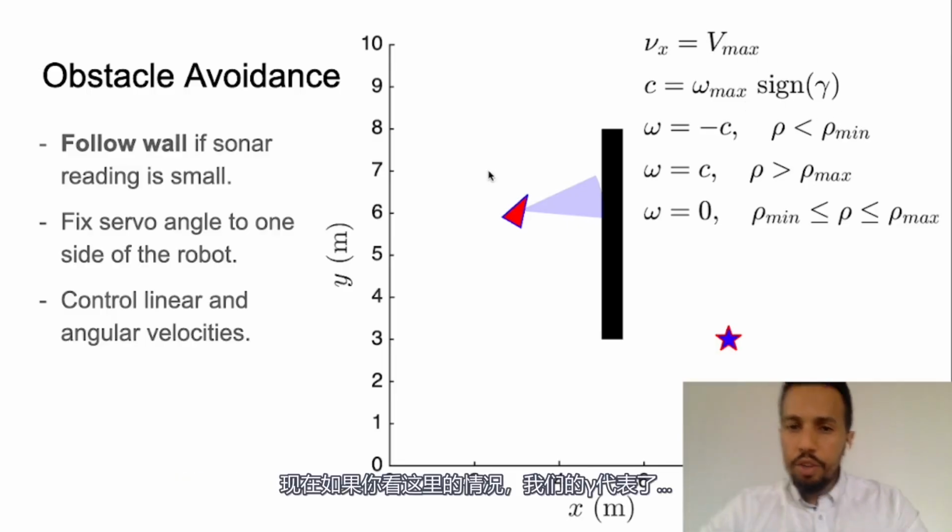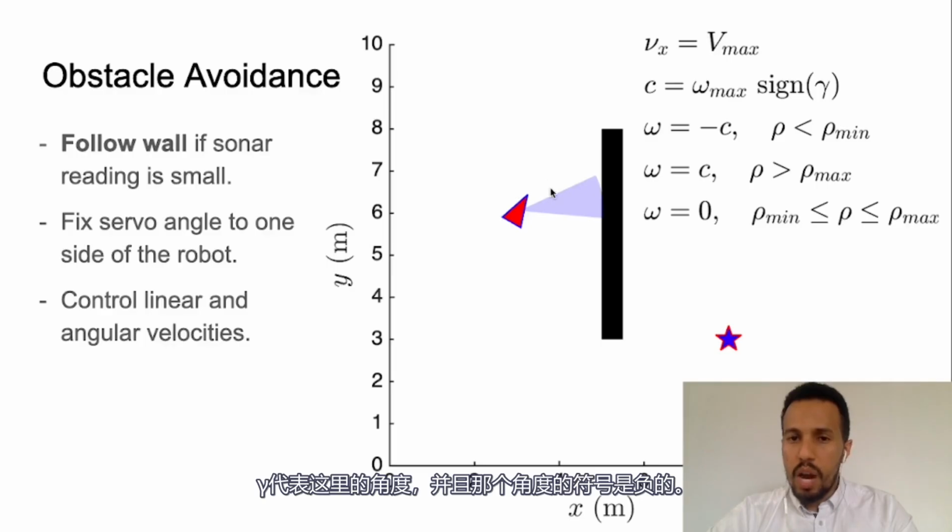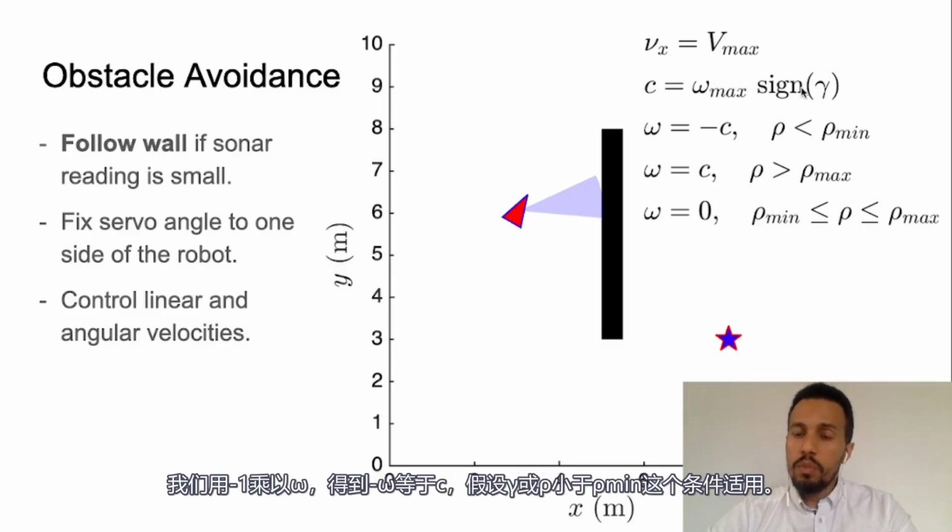Now if you take a look at this situation that we have over here, gamma represents the angle between, if we assume that we have a coordinate system on the top of a robot where this is our x-axis and here's the y-axis, then the angle of the servo is always going to be a negative angle. So gamma represents the angle here, and the sine of that angle is going to be -1. We multiply -1 by omega max, so we have minus omega max, which equals c.